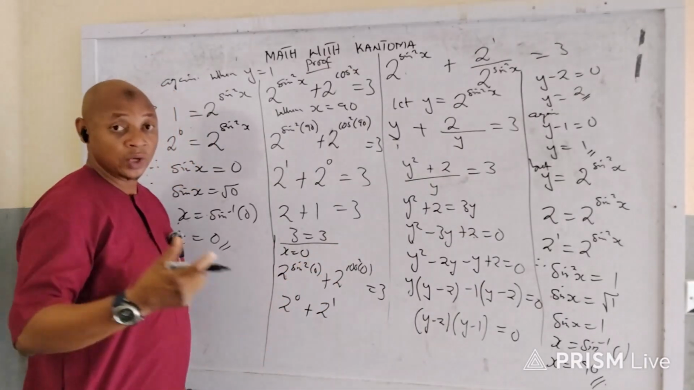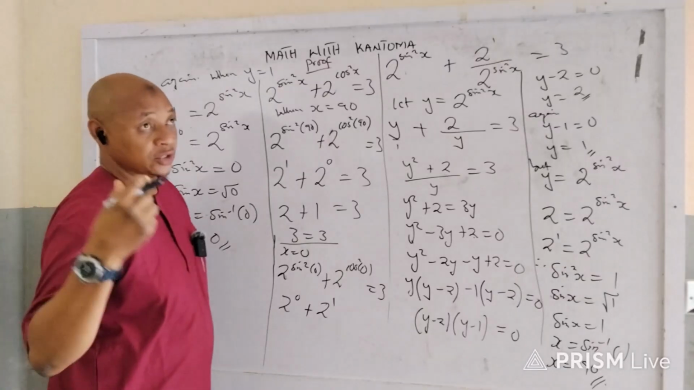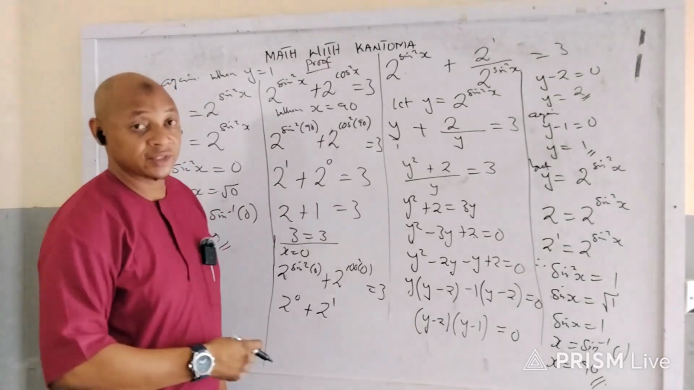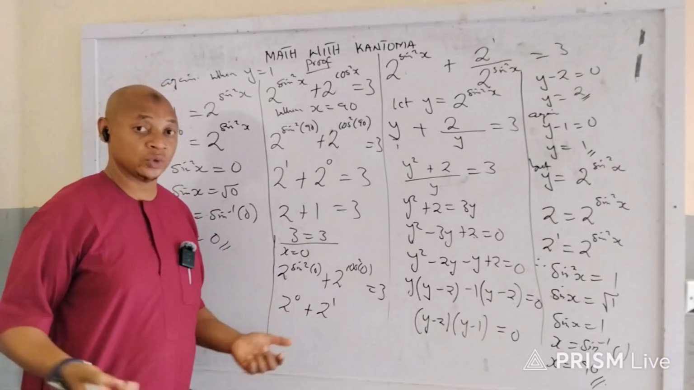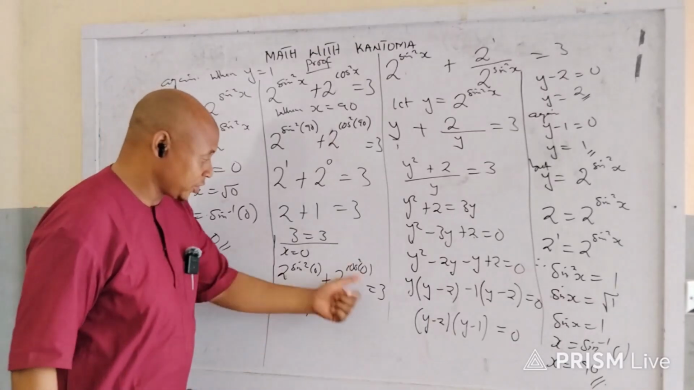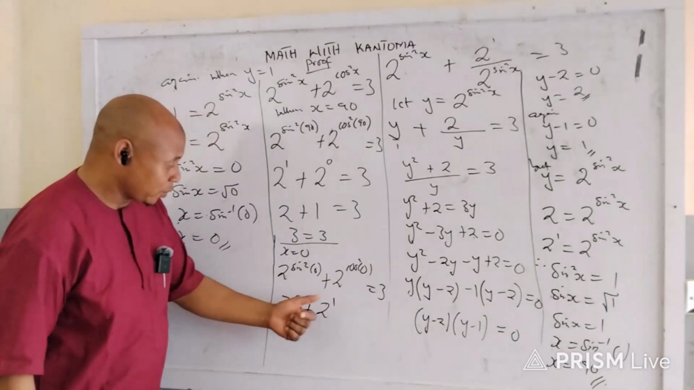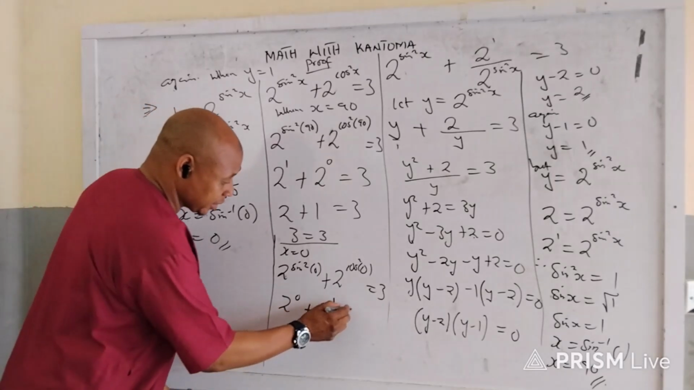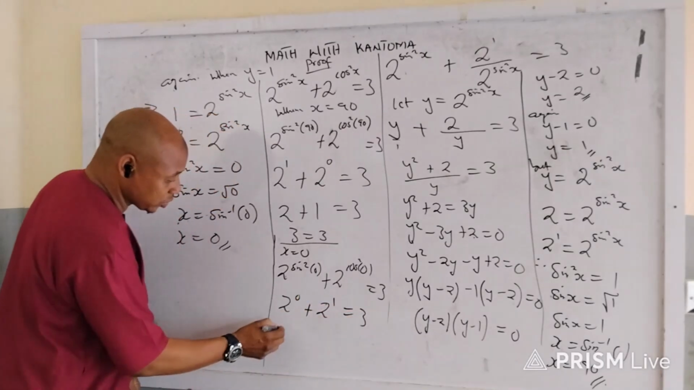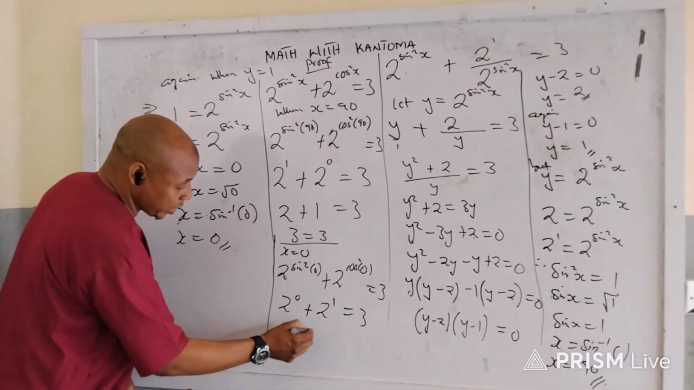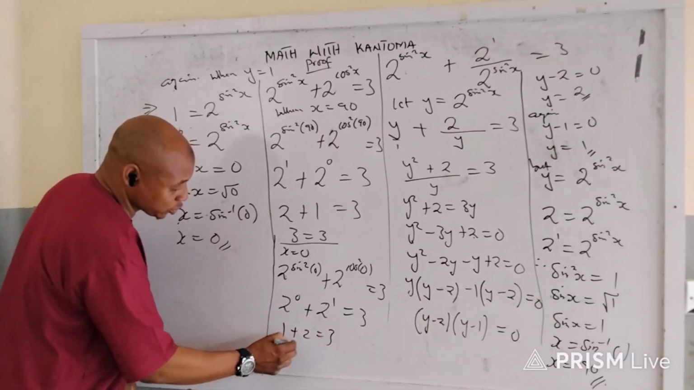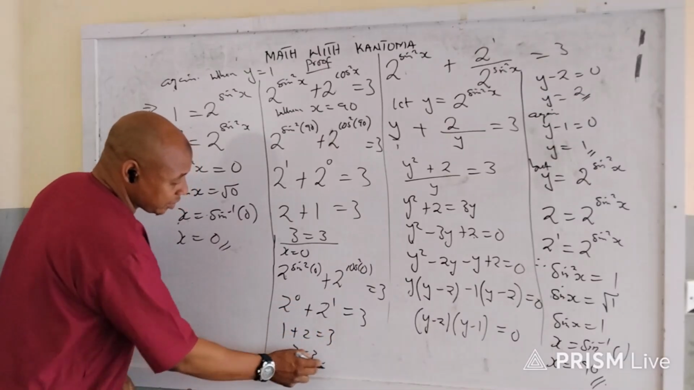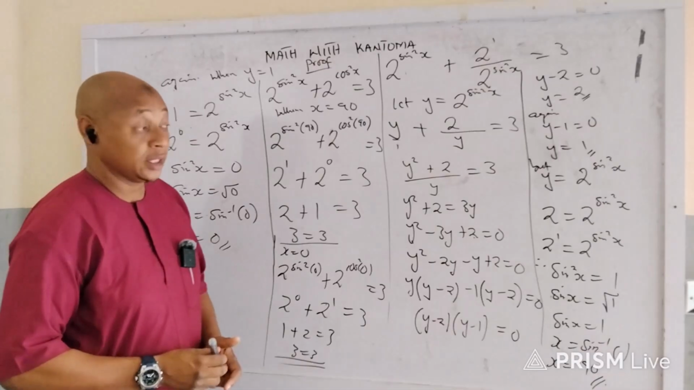The values 0, 90, 30, 45, 60 are all special numbers. We all know how to derive that. So now cos 0 is 1, and 1 square is also 1, so we have 2 raised to the power of 1, and it must be equal to 3. 2 raised to the power of 0 is 1, plus 2 raised to the power of 1 is 2, is equal to 3. So 1 plus 2 is 3, and 3 is equal to 3. Therefore the right hand side is equal to the left hand side.